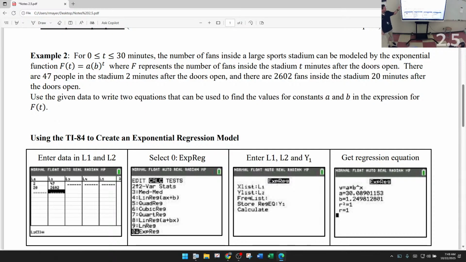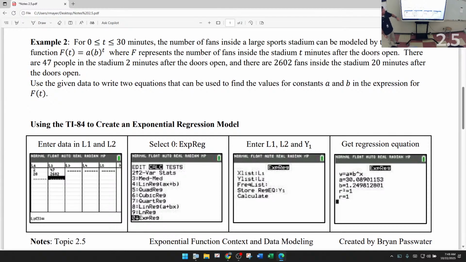There are 47 people in the stadium 2 minutes after the doors open. And then there are 2602 fans in the stadium 20 minutes after the doors open. This is where you need to recognize what variable is what. The number of fans, 47, is basically my y value. And the 2 minutes is my x value, or my t value, because that's the time. So they flipped them on you a little bit. Normally we're given x first and then y. Well, they gave you y and then x. So just recognize that. That's important to notice.